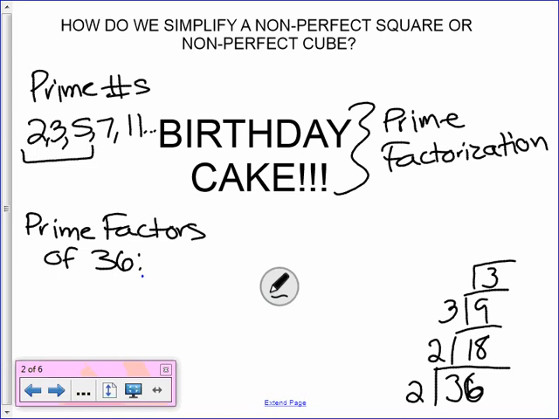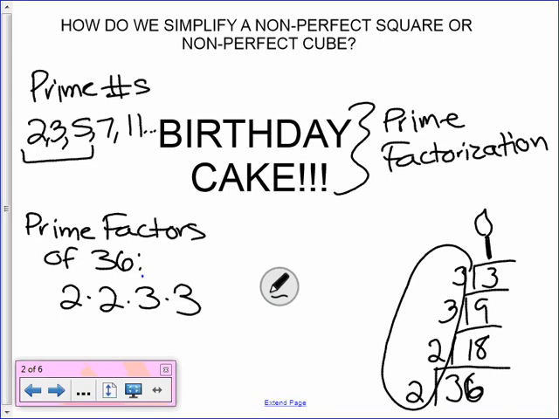And now I gotta ask myself, well, what can 3 be divided by? Well, remember, I'm making a birthday cake, so what goes on top of birthday cakes? A candle, right? So I need a 1 right here. What can I divide 3 by that would give me 1? Hopefully you guys are thinking about it, but 3 can go into 3 and still give me a 1. So that gives me my little birthday cake with a wonky candle. Which means my prime factors of 36 are all these numbers on the side here. These are my prime factors. 2 times 2 times 3 times 3.